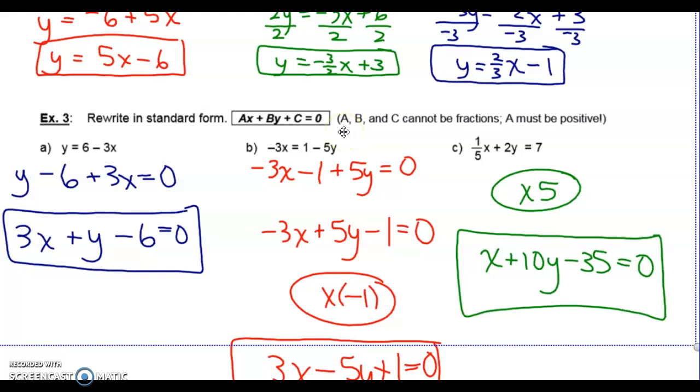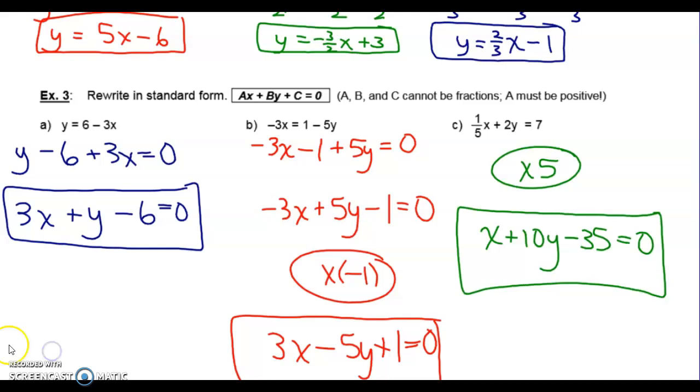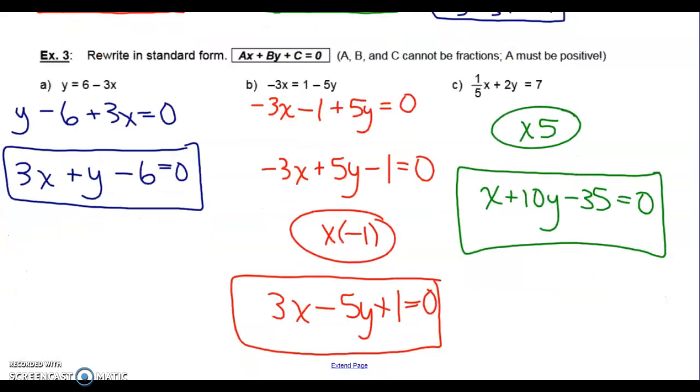And on the right-hand side, I have my 0. An extra note here: these numbers, a, b, and c, can't be fractions. And also, a has to be positive. So those are very specific rules. I'm going to do an example with you, but I don't want you to worry too much about this. We'll explore this more as the course progresses.